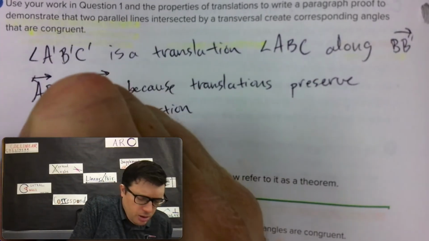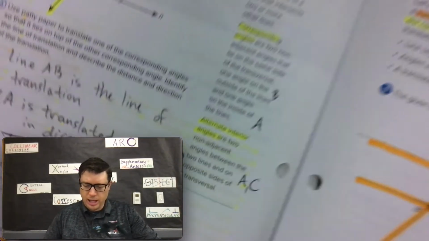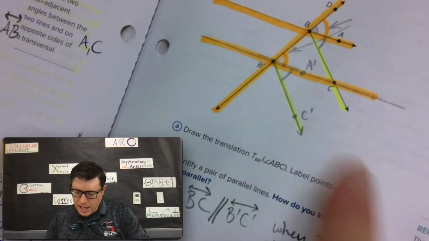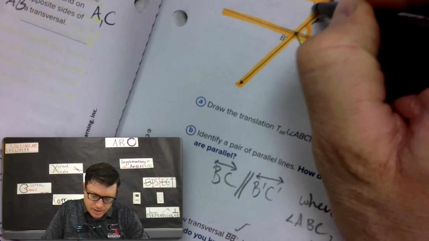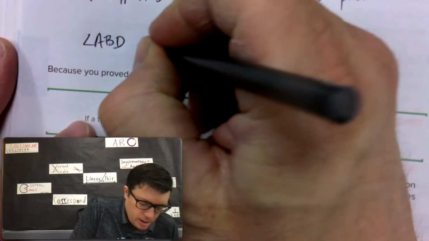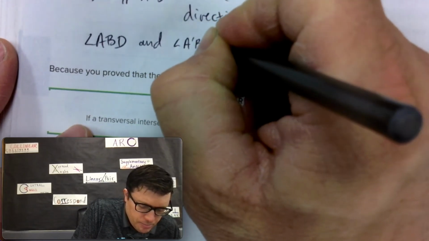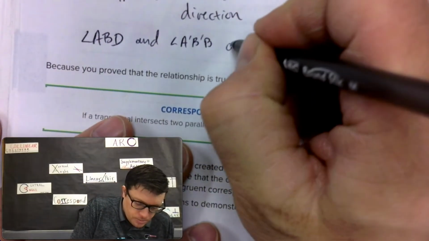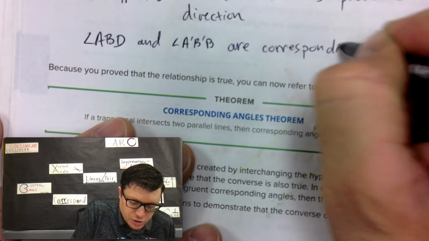Here's another thing. Angle ABD, just for reminder, is this angle right here. Angle ABD and angle A prime, B prime, and then D prime is up there somewhere. Those are also corresponding angles. I didn't use D prime, but I used B and B prime. A, B prime, and B are corresponding angles, and they're also congruent because of the translation.